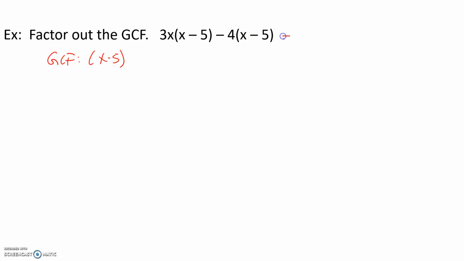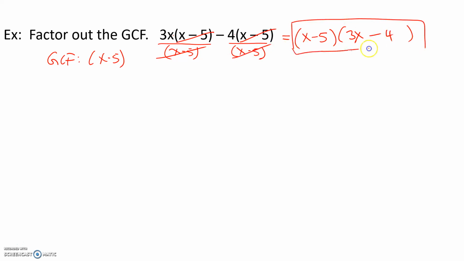Since that is the greatest common factor, we will write x minus 5 outside the parentheses. Inside the parentheses, we will divide both of these expressions by x minus 5 to determine what's left over inside. The x minus 5's cancel, we're left with 3x. The x minus 5's cancel, we're left with the minus 4. So our expression is x minus 5 times the quantity 3x minus 4.